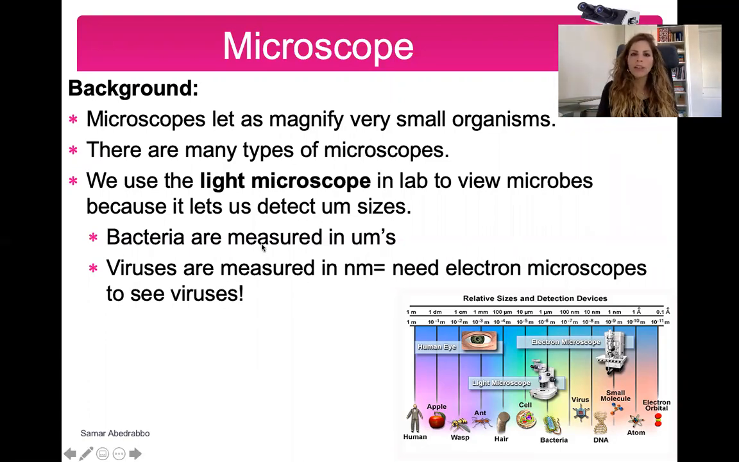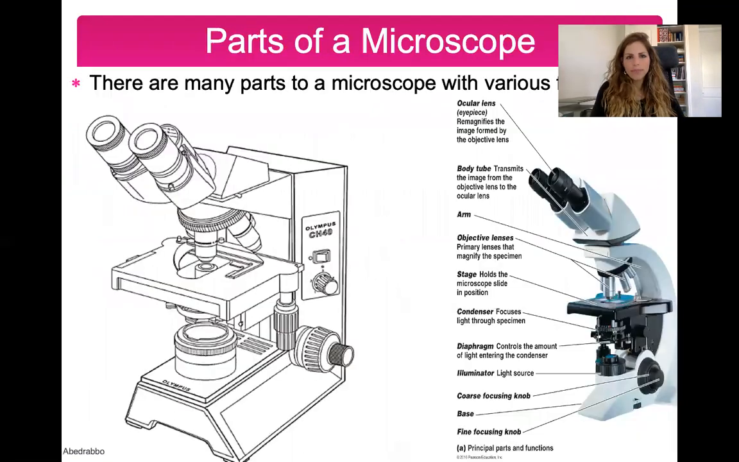Viruses are much smaller, they're nanometers. You cannot use a light microscope to look at viruses. I wish we could, but we can't. We use electron microscopes to see viruses. And the parts of the microscope, I want to go through them and just make sure everyone knows what they're used for, especially since you guys are not actually using a microscope with this online course.